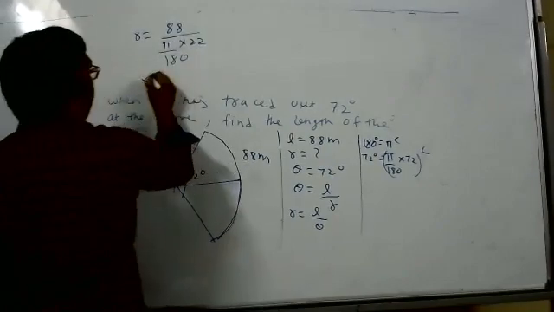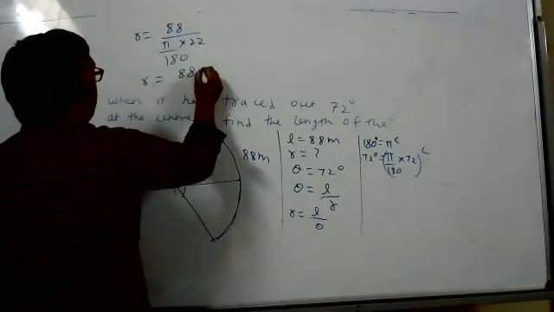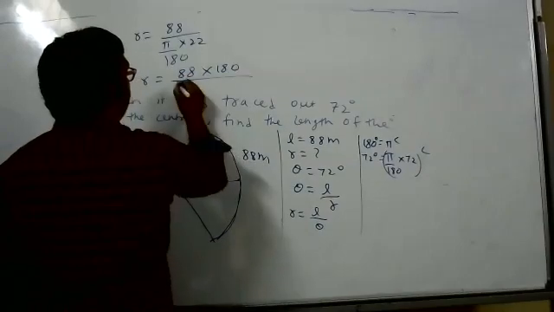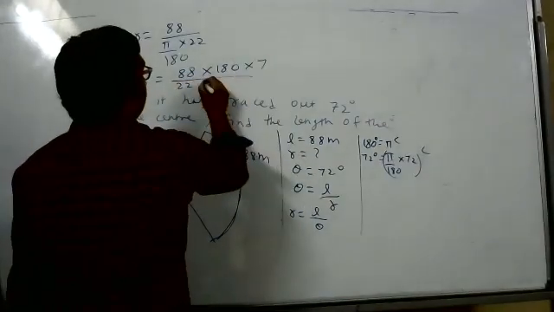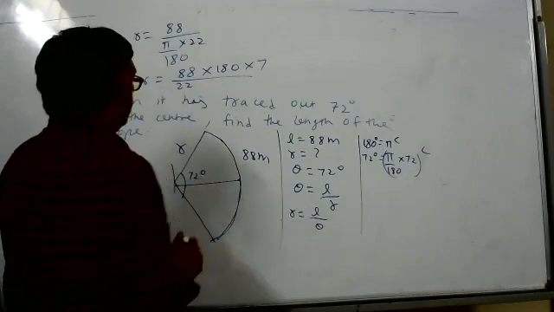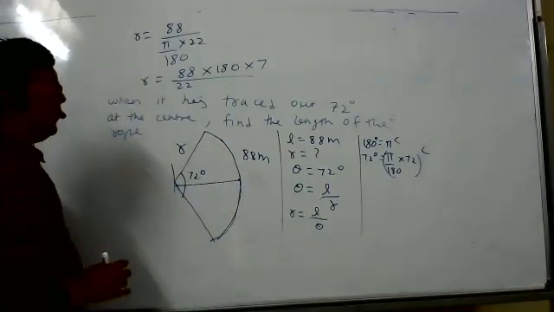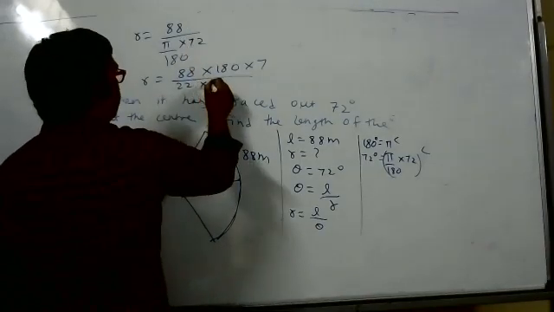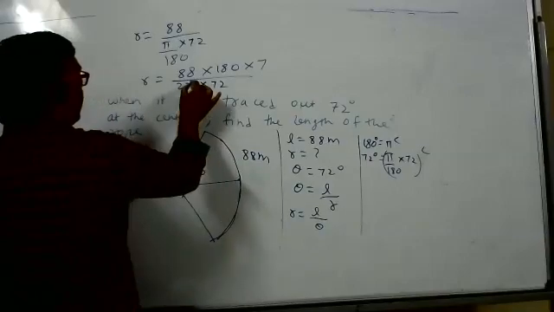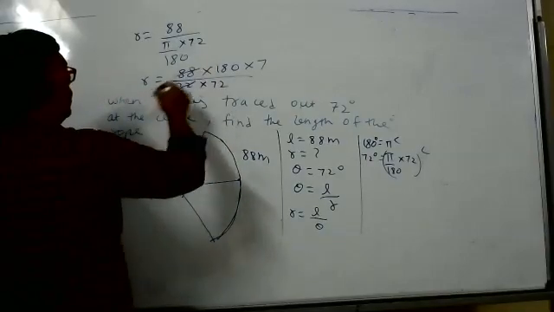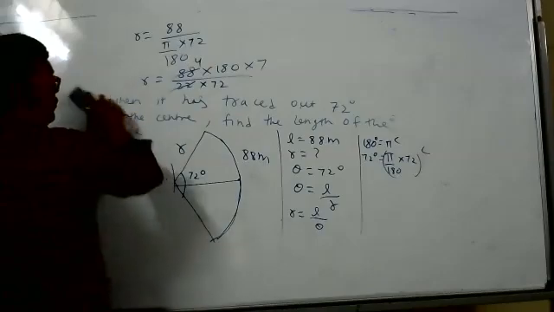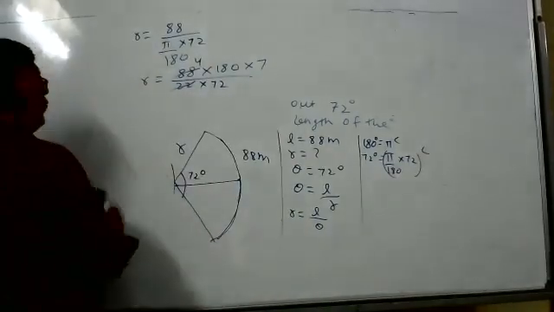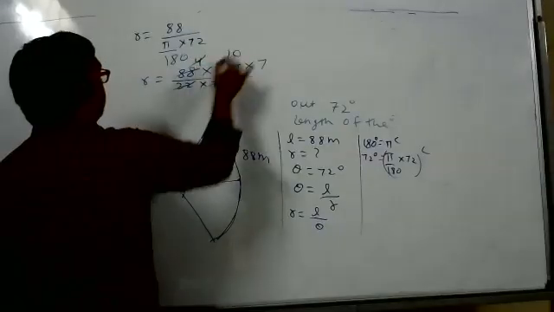180. So now what happened? 88 into 180. 22, 7 will go here. Something wrong I wrote. 72, this is not 22. 72, just substitute the value. Now this will cancel. 22 how many times? 4 times. Then 4 how many times? So cancel 4. 4 18 times, 18 10 times. 70. 70 meter.